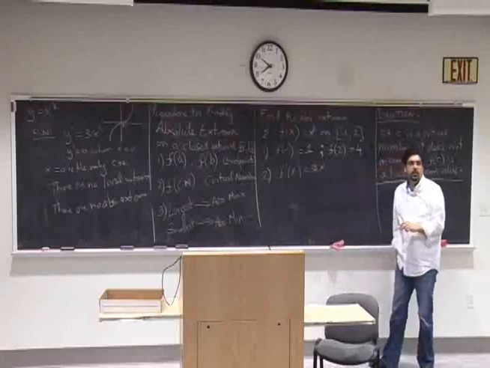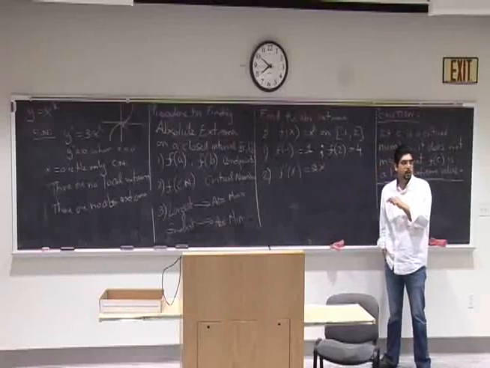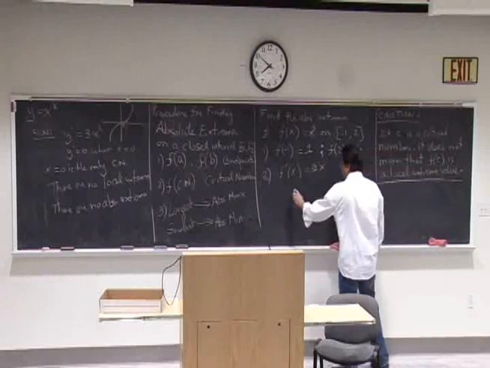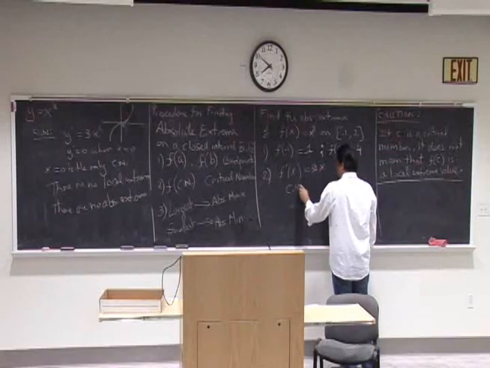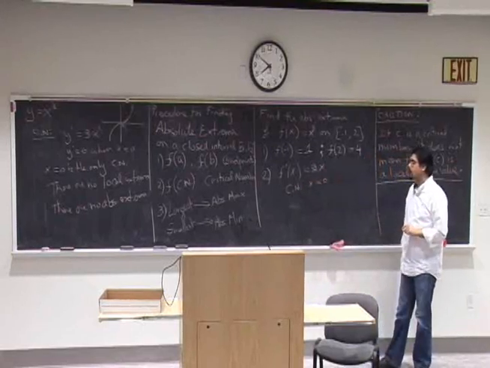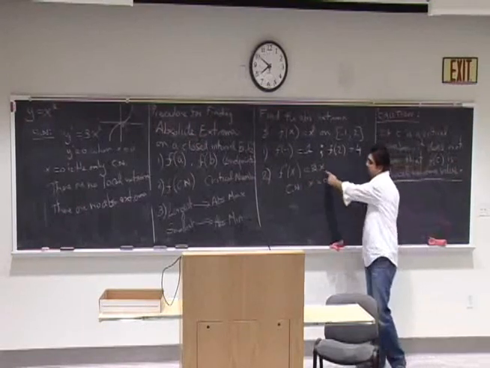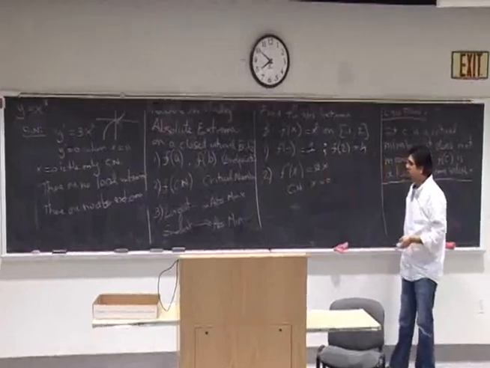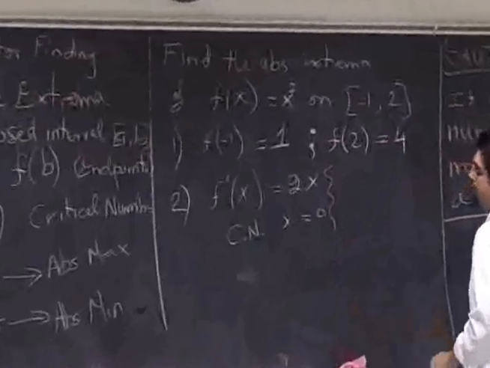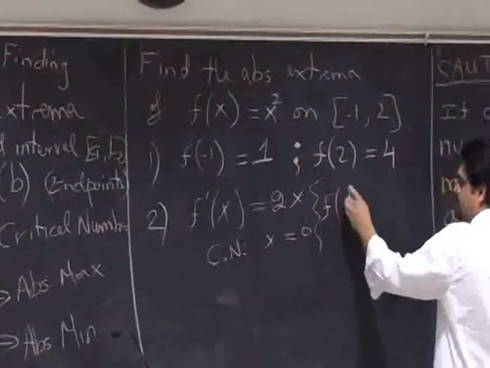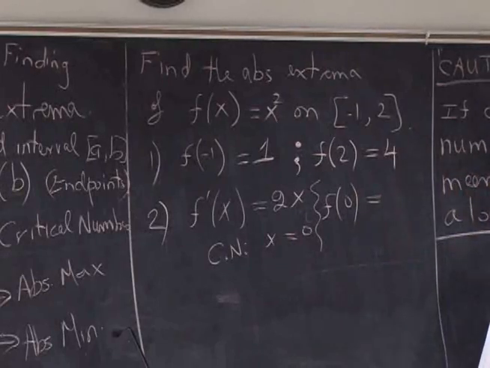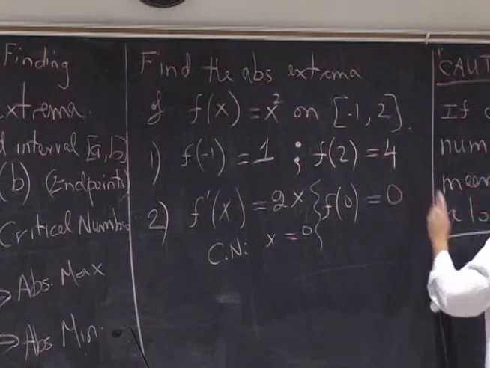And see where the derivative is 0 or the derivative is nonexistent. Well, the critical number is x equals 0 because it makes the derivative 0. And that's it, because the derivative is never undefined. So that's the only critical number we have. Therefore, for step 2, I only need to evaluate the function at the critical number. f of 0 is 0.